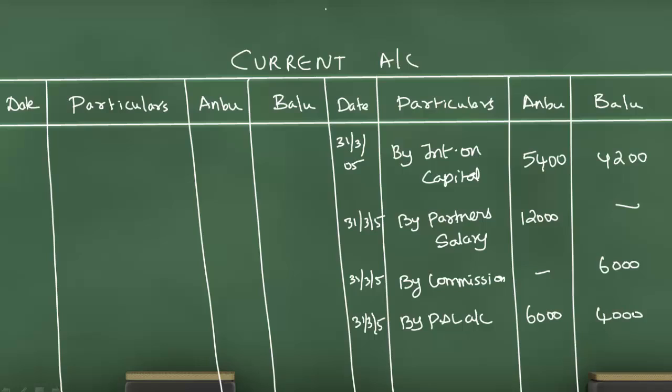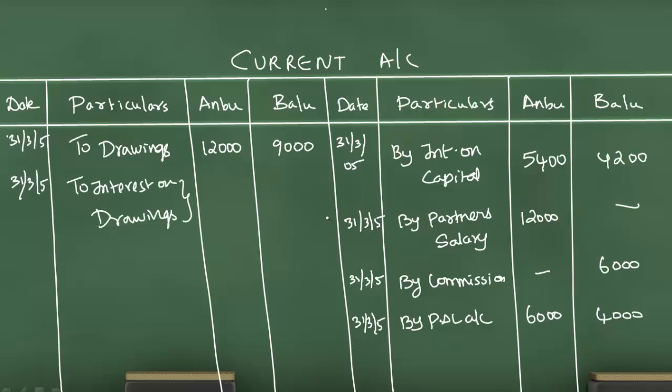So all the items which improve the partner's position are shown on the credit side, and two items which reduce the partner's position, drawings and interest on drawings, are going to be on the debit side. So drawings by Anbu is 12,000 and by Mr. Balu is 9,000. Interest on drawings for Anbu is 360 and interest on drawings for Mr. Balu is 270.